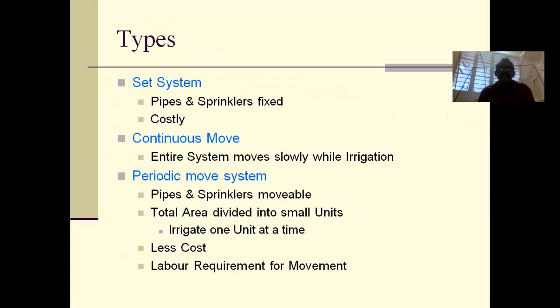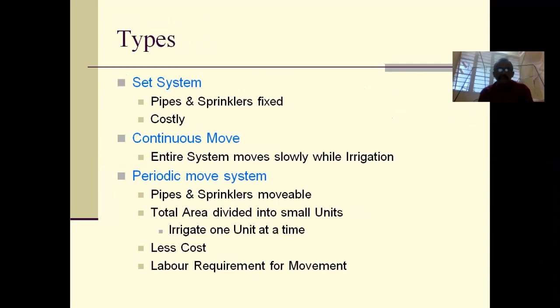Let us see the types of sprinkler irrigation. There are 4 types of sprinkler irrigation system. One is set system, another is continuous move system, third is periodic move system, and fourth is linear move sprinklers. And what is set system? In a set system, all pipes and sprinklers are fixed and cannot be moved. It's a very costly system and it is very rarely used.